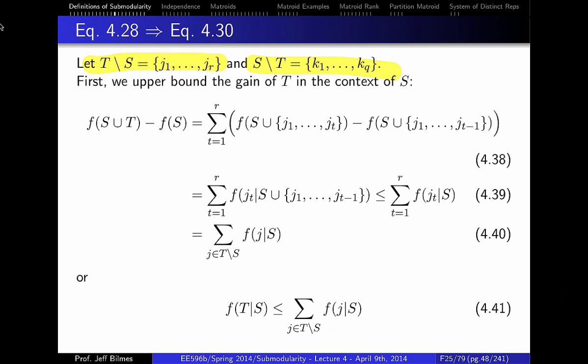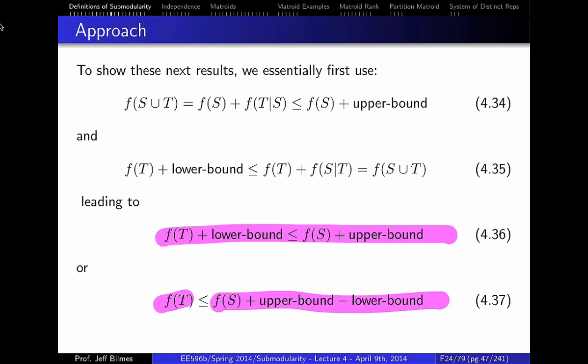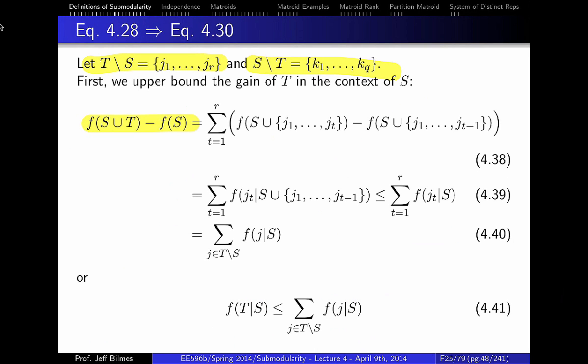Okay, the first thing we're going to do is upper bound the gain of T in the context of S, which is basically this stuff. We're going to show this upper bound. The f of S is the same; we're not touching f of S, right? This is the gain right here. So that's equal to, it's one of these things where we've added a big giant zero, a form of zero, right? Does everybody see this?